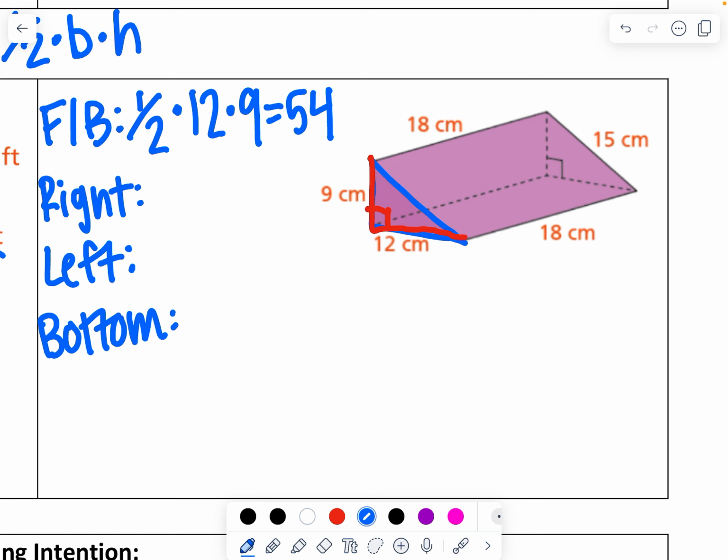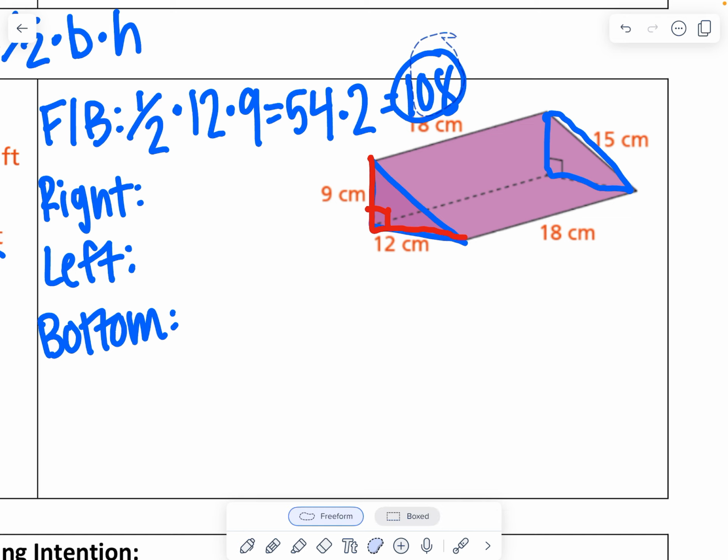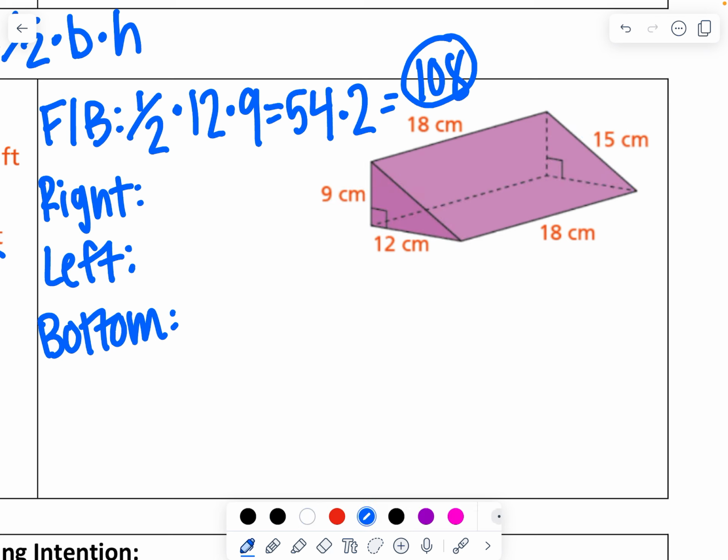Okay. Are there 2 triangles that are the exact same? Yes. This one back here is the exact same, so we got to multiply it by 2. And 54 times 2 is 108. Okay, so that's my first number that I have done. Now I need to find the area of this right side.